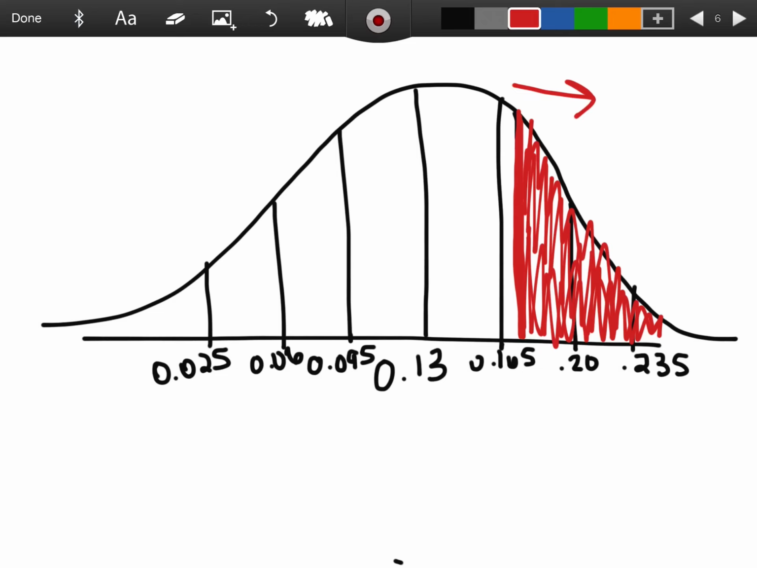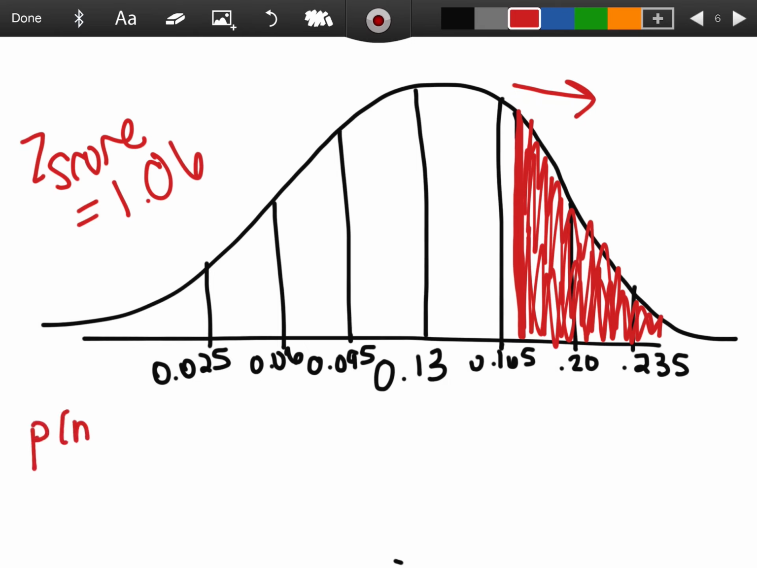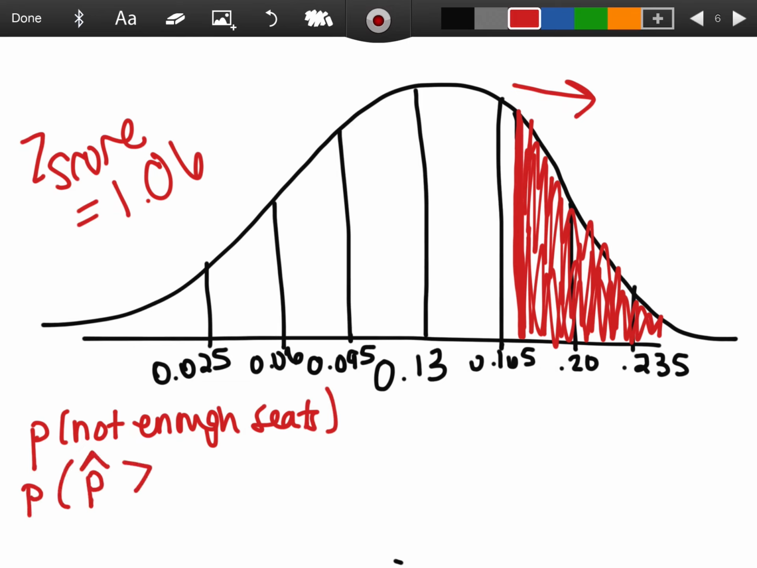So I already have my Z-score. My Z-score was 1.06. And I'm looking for the probability there are not enough seats, meaning the probability that my sample population is greater than 0.167.